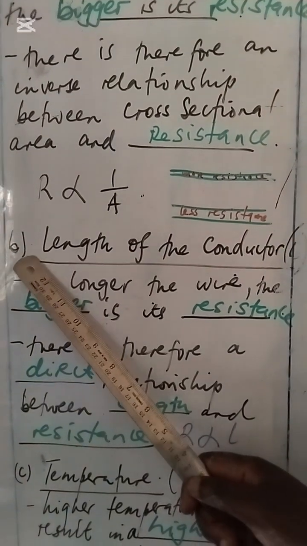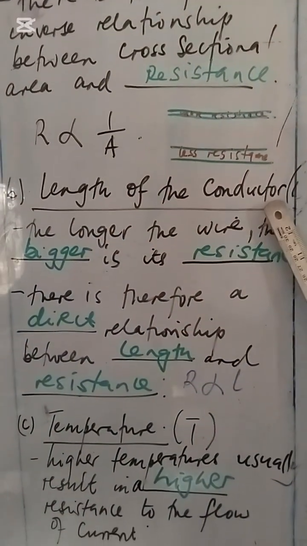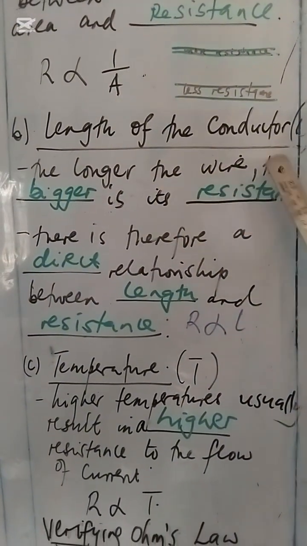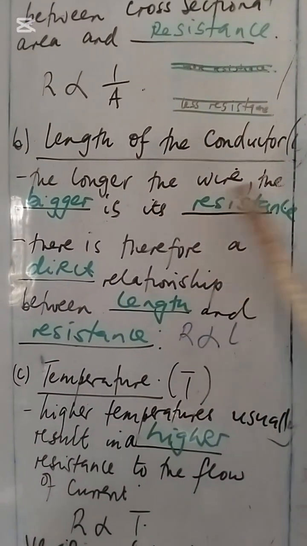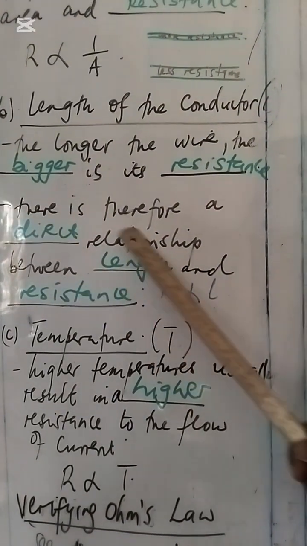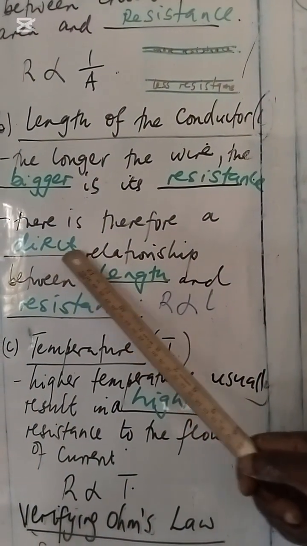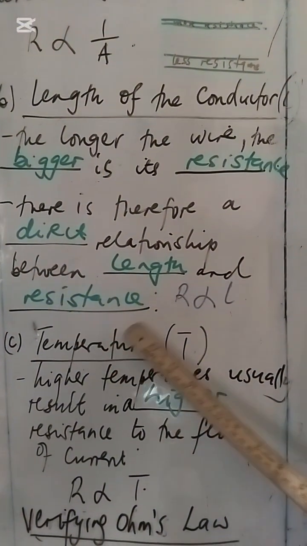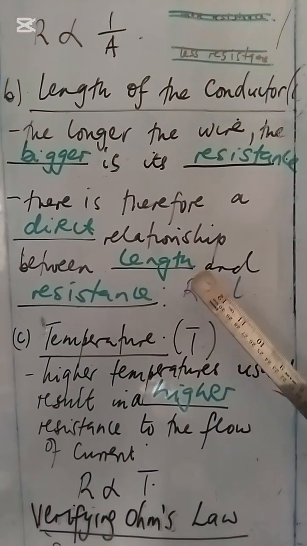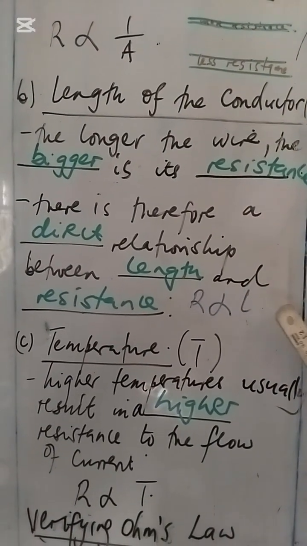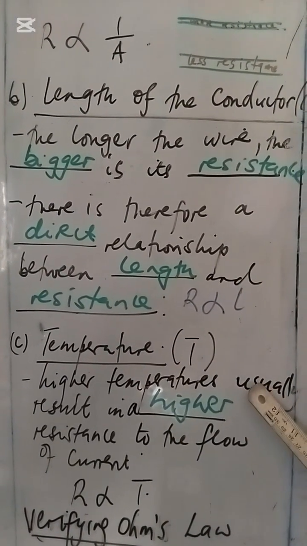Then we also have length of the wire, which is L. The longer the wire, the bigger is its resistance to the flow of current. There is therefore a direct relationship between length and resistance, and mathematically we can say R is directly proportional to length. Then we also have temperature.